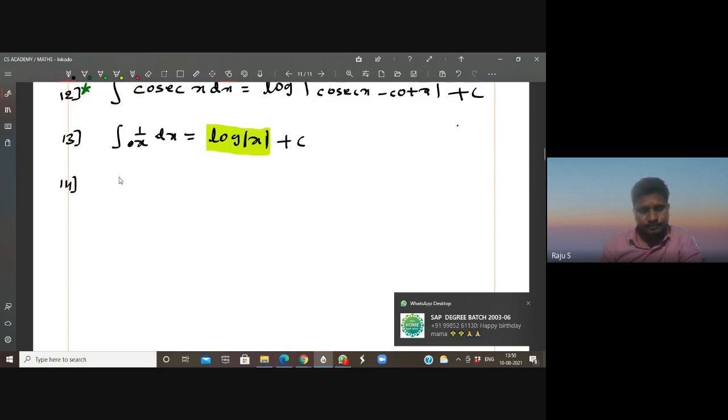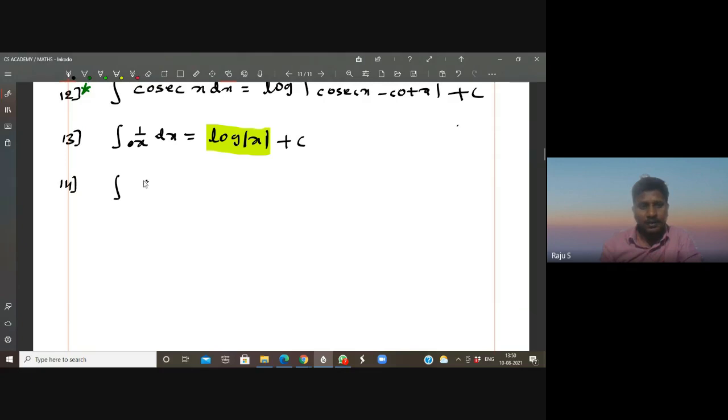Coming to inverse trigonometric functions. What is the integral of 1 by root over a square minus x square dx? This is sine inverse x by a. Before that, I'll give simple formulas because you might be confused here. If I substitute 1 in place of a, this is sine inverse x plus c. This can also be written as minus cos inverse of x plus c.